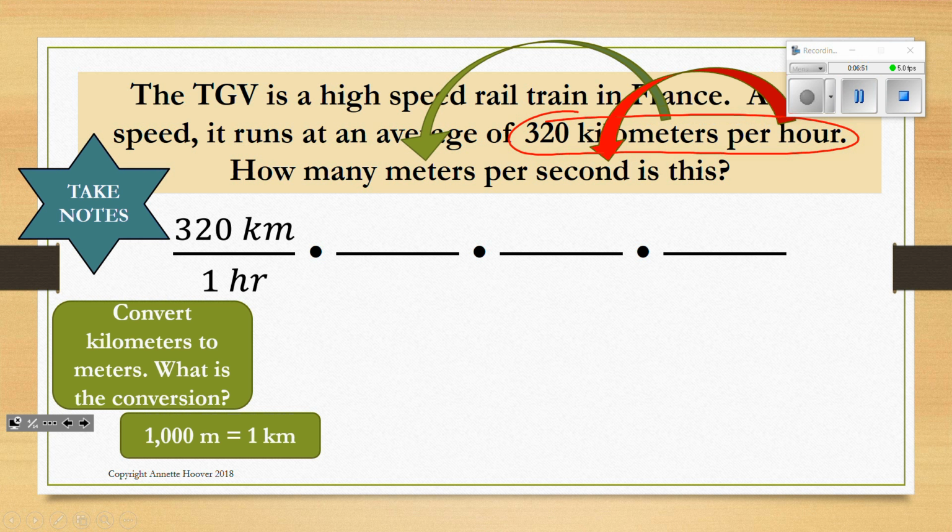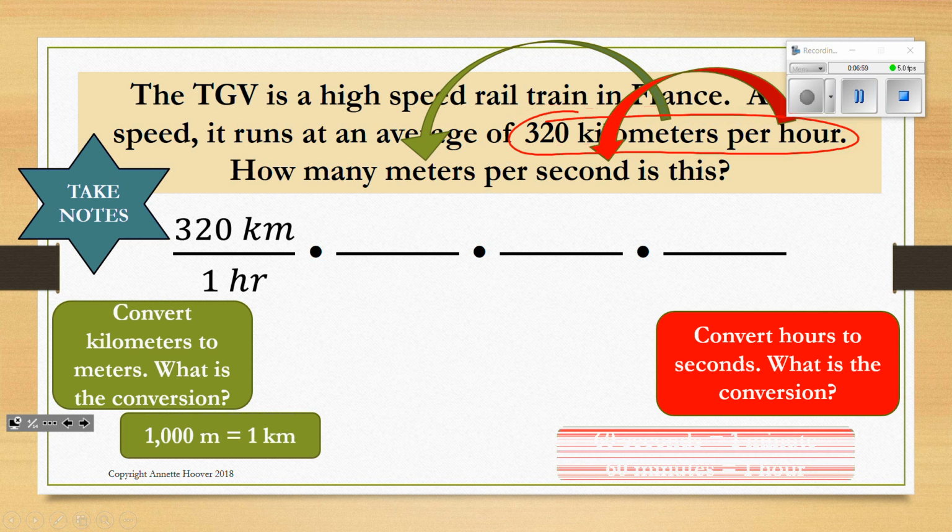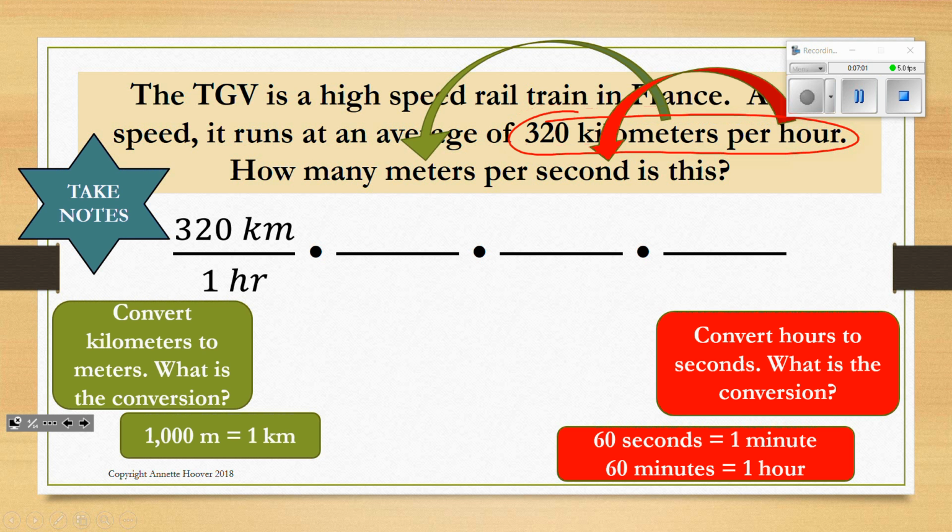We also have to convert hours to seconds. We just talked about that. You can do the 60 seconds equals 1 minute, and then 60 minutes equals 1 hour, or if you want the shortcut, you can know that there are 3,600 seconds in 1 hour. If you want, you could write that on your common conversion sheet for a shortcut.